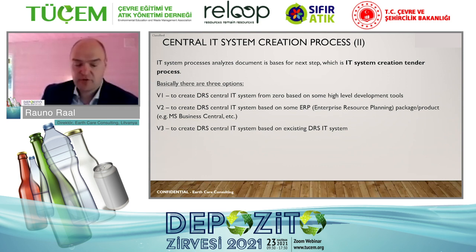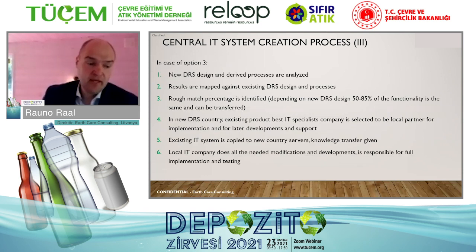Or the third option is to create the IT system based on existing DRSs. So basically the existing country can come to help give you the core functionality, but we will come to this also in a second to elaborate in more detail. So these are the 3 options when basically creating the tender for the central IT system. In case of option 3, what is needed?